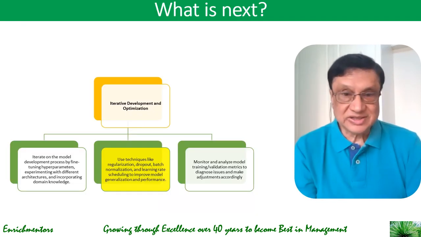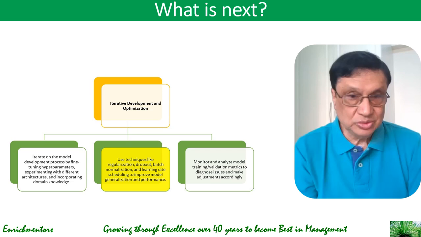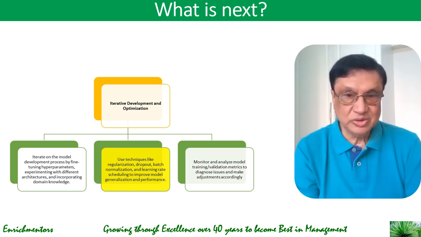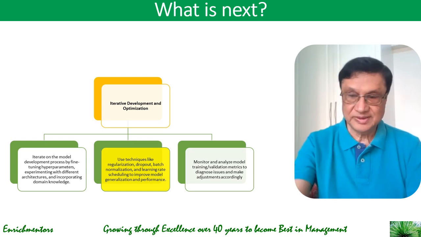So what do we do next? Having looked at how to select the hyperparameters, experiment with different architectures, and incorporate domain knowledge, we will now look at how you use techniques like regularization, dropouts, batch normalization, learning rate scheduling, etc. for better overall performance of the model.